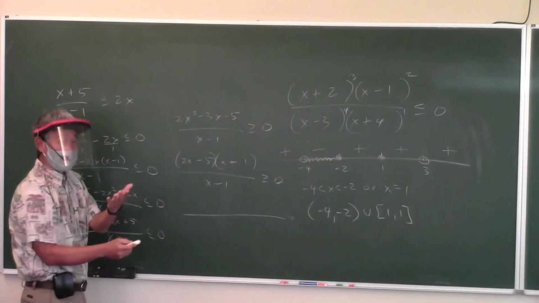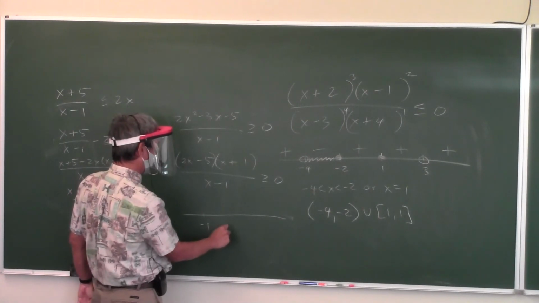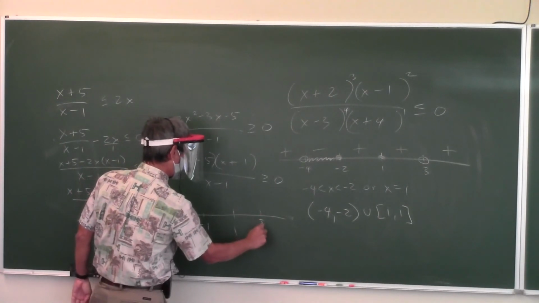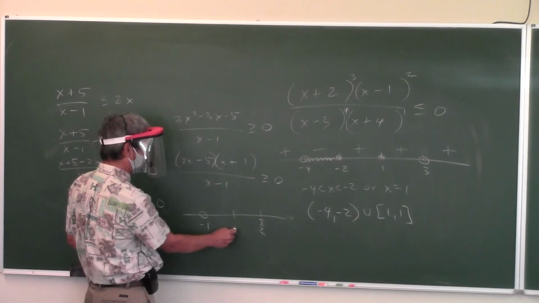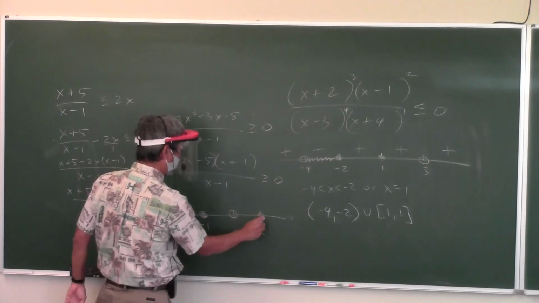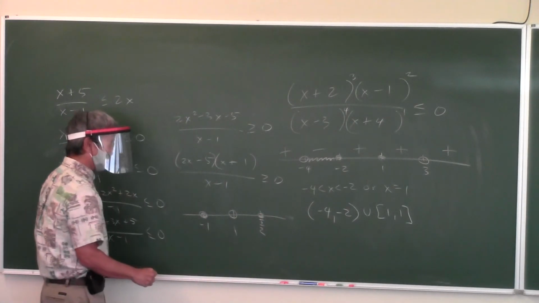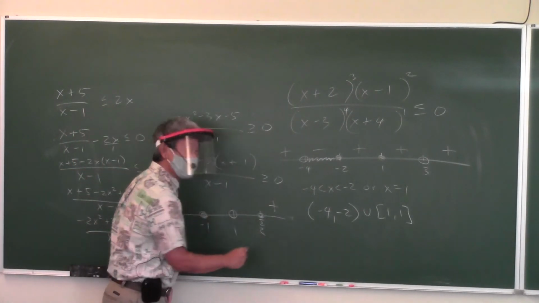Okay, but look how nice it is. See, it took us all that work just to get to that stage right there. Okay, now is the easy part. What goes on the number line? -1, 1, and 5 halves. Is -1 part of the solution? No. What about 1? I mean, yes, it is. 1 is not, and 5 halves is, right? And then, see, the leading coefficient is positive. You know this one's going to be plus.